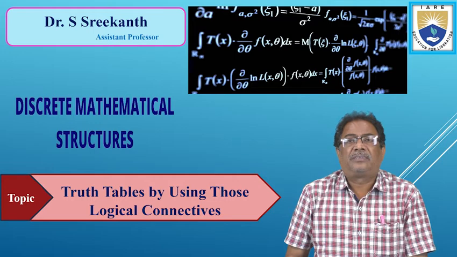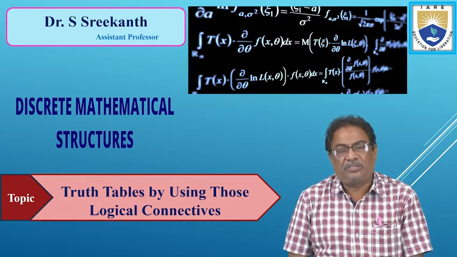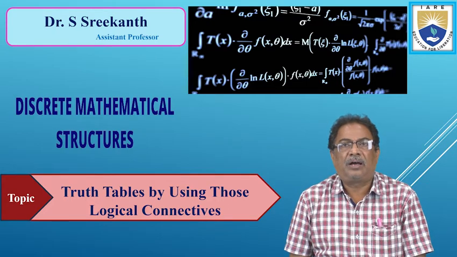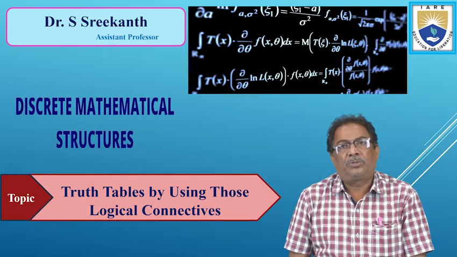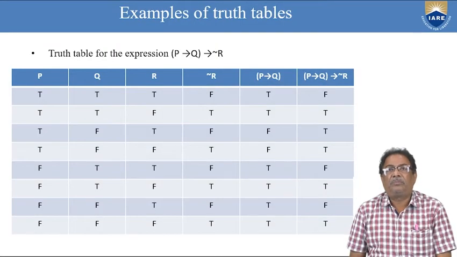In the last session, we explained the logical connectives. So all the logical connectives were discussed. Now we are going to discuss the truth tables by using those logical connectives. The first truth table is for the expression if P then Q, then negation R. So for that we are going to construct a truth table.